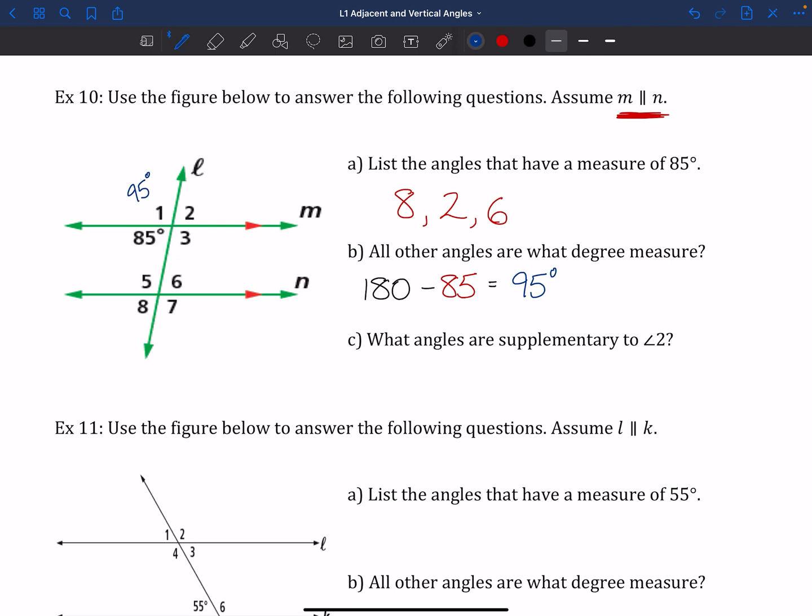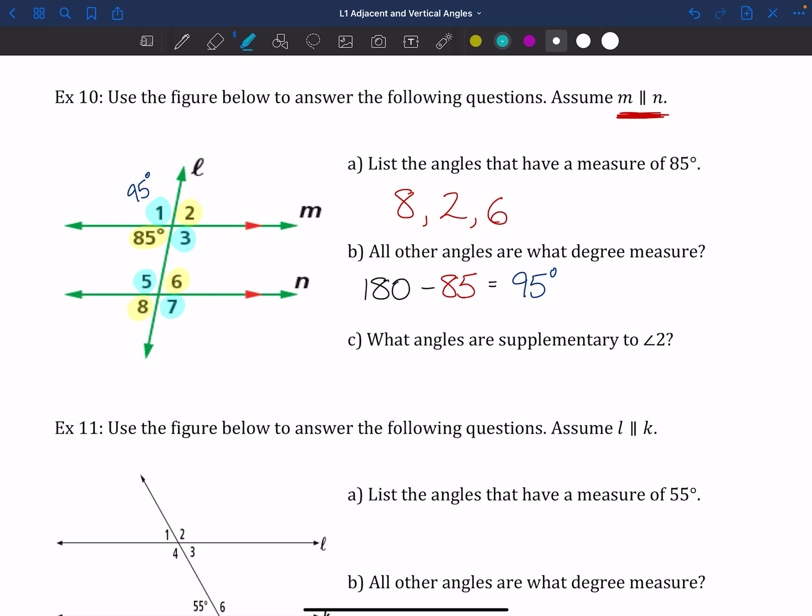Let me do a little bit more color coding. I know that this 85 is the same as this, and this, and this. We know that this 95 degrees is going to be the same as 3 because they're vertical. 1 and 5 are the same because they're corresponding, and then 5 and 7 are vertical. So it all matches up pretty nicely.